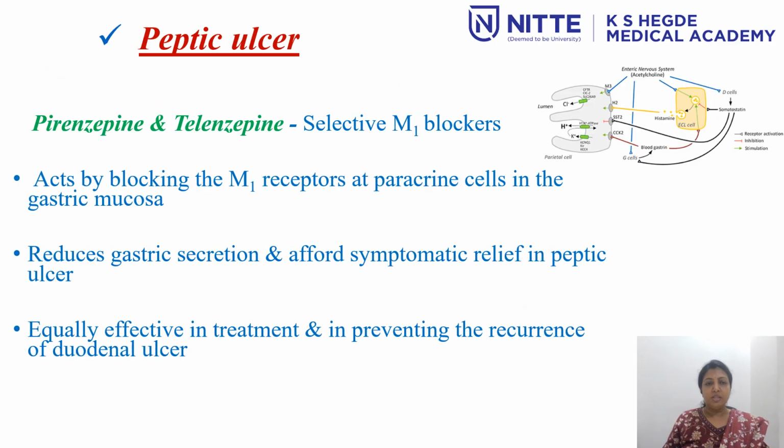In peptic ulcer, you can use pirenzepine and telenzepine. These are the atropine substitutes. They are selective M1 blockers. So they usually act by blocking the M1 receptors at the paracrine cells in the gastric mucosa. They can reduce the gastric acid secretion and can afford symptomatic relief in peptic ulcer. They are equally effective in treatment and in preventing the recurrence of duodenal ulcer. But you have more effective drugs like proton pump inhibitors and H2 blockers in peptic ulcer.